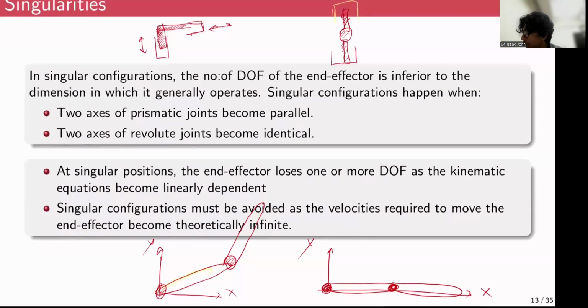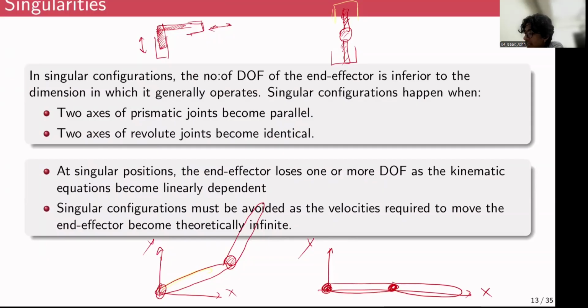Because even if you apply some velocity, theoretically the velocity required to move the end effector becomes infinite, right? So even if you apply infinite velocities to the joint variables, it does not make any sense, right? No matter how hard you try or how high a velocity you apply to the joints, you still cannot get a velocity in this x direction because it's fully stretched. So such configurations are called singular configurations.